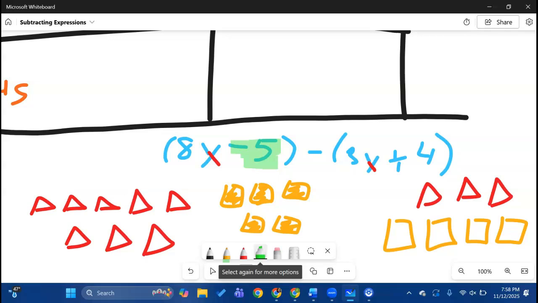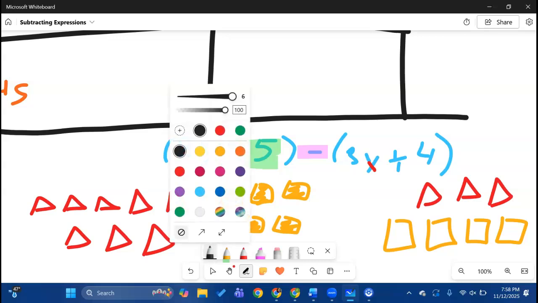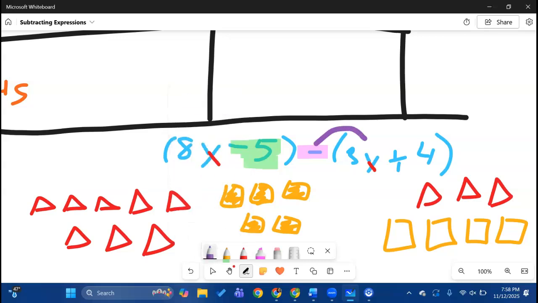Alright, now let's look at our second term, our second linear expression. First term of the second linear expression, we have 3x, but we have this subtraction sign right before it. That means that this subtraction sign applies to the 3x term and to the 4 term, making both of those negative. So we have to shade in all of these shapes because all of them are negative.